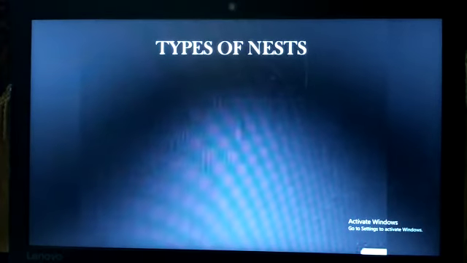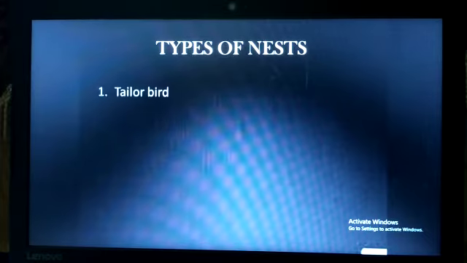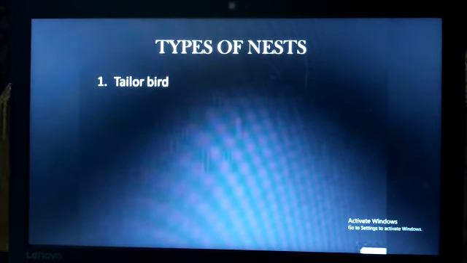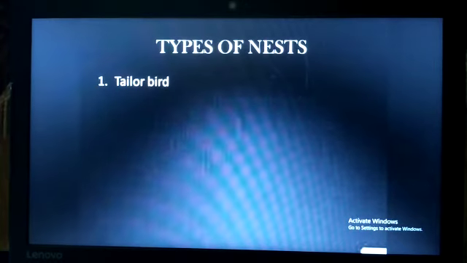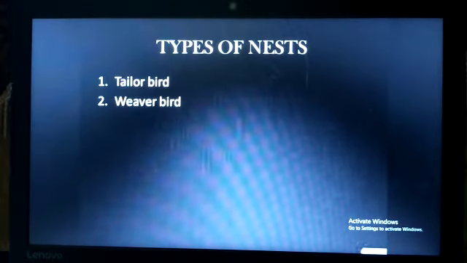Now let's see types of nest. The first type is tailor bird. Tailor bird uses its beak like a needle to sew leaves together using thread and wool. The next is weaver bird. Weaver bird weaves pieces of leaves, grass and twigs to build a beautiful nest.